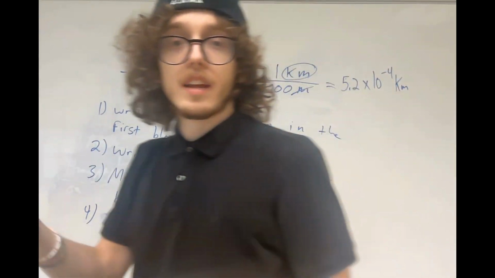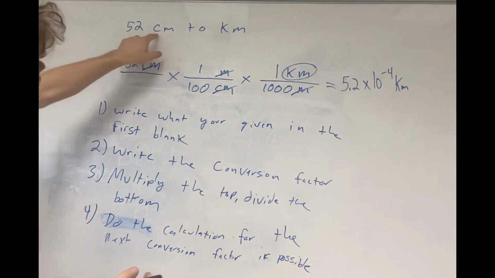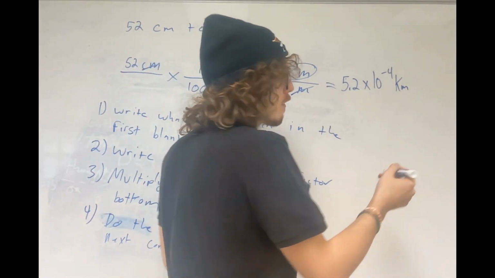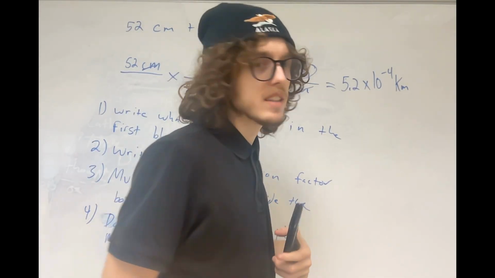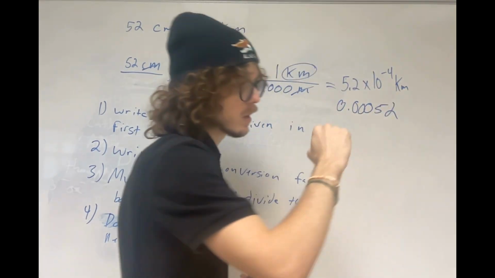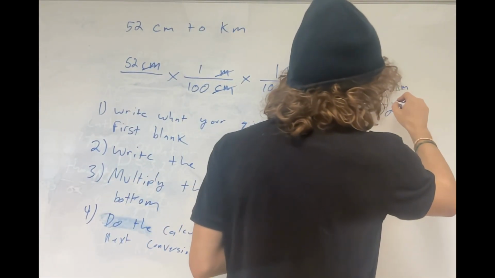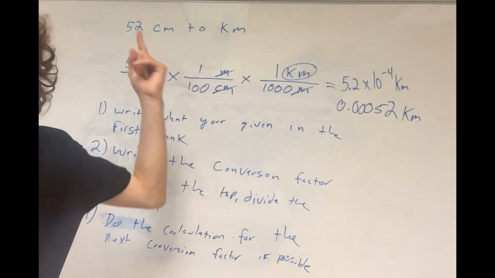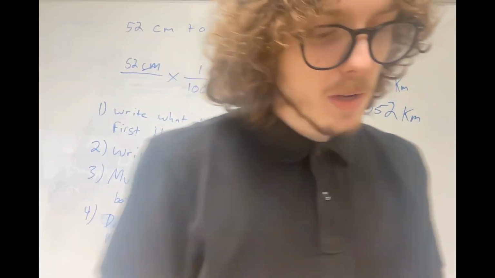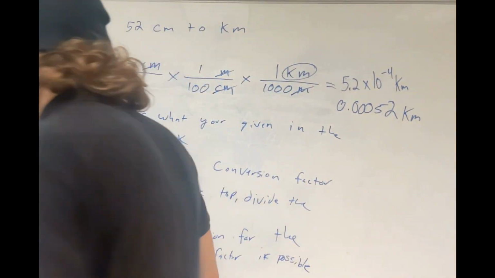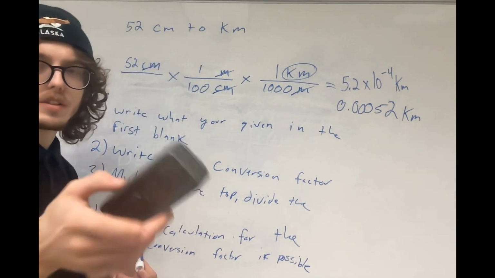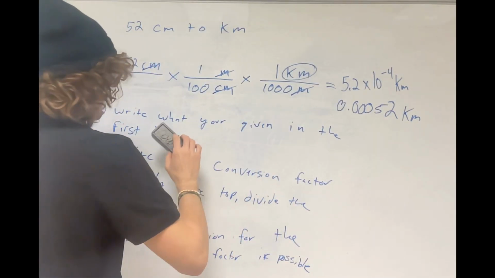So it's fair to say that 52 centimeters is 5.2 times 10 to the negative 4 kilometers. Or in another way, if we aren't so familiar yet with scientific notation, this would be 0.00052 kilometers. So it's a fraction of a kilometer, a very, very small amount, those 52 centimeters. Okay, let's just do some more practice here to make sure we got it. We'll do 3 examples and then we'll call it. This is just an introduction to dimensional analysis, or we'll also talk about sig figs, I suppose, as well.